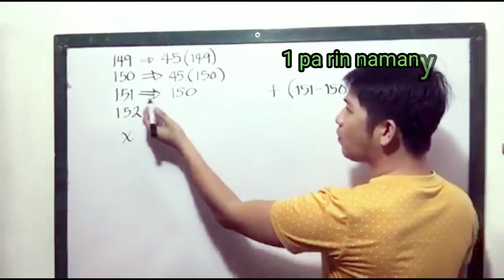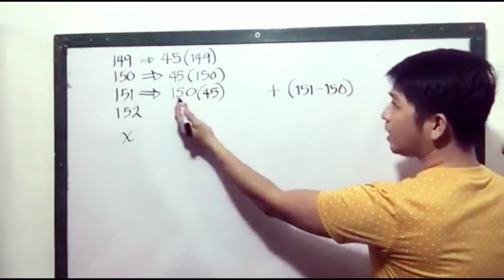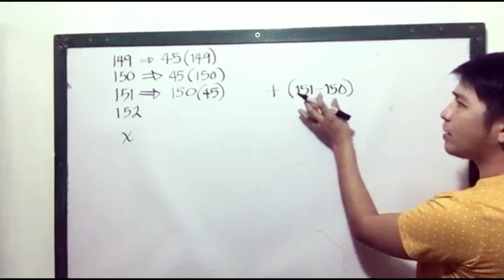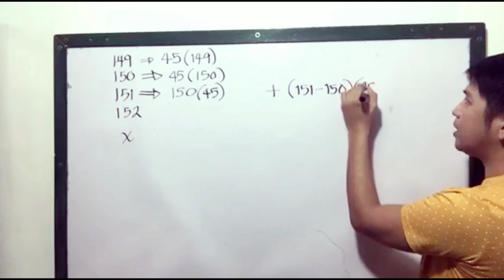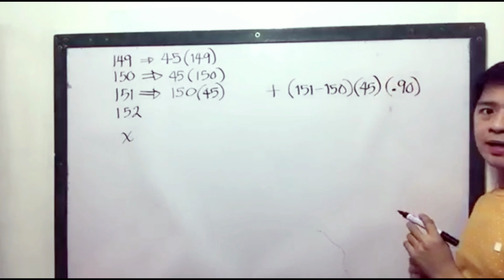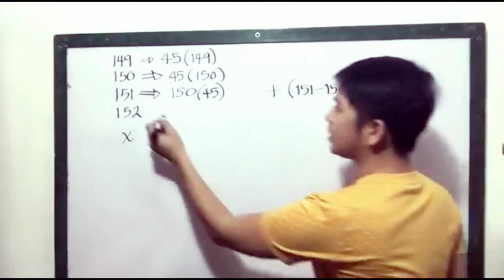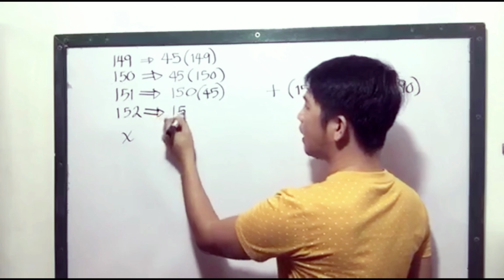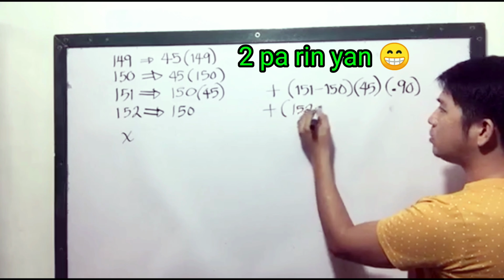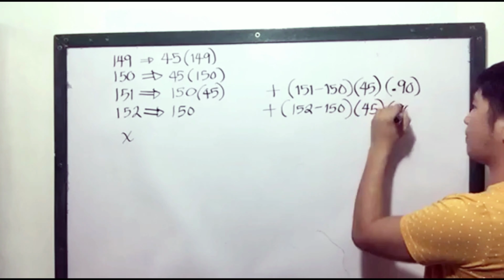So, for 151, the 150 we just multiply by 45 pesos. It has no discount, so this is 100%, or 1 times 1, that also works. Plus 151 minus 150 times 45, but in this case, it's only 90% of the regular price. So 0.90 na lang, that is its decimal form. Next, for 152, 150 plus 2. But the 2 we will make 152 minus 150 times 45 again, but this is still 90%.